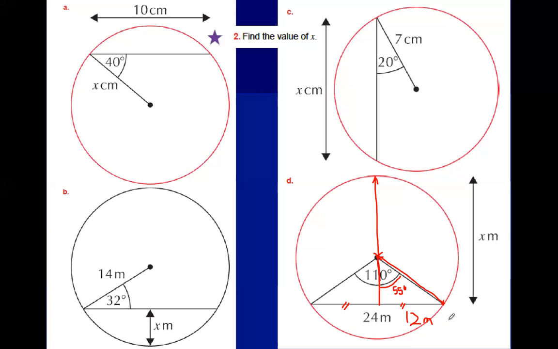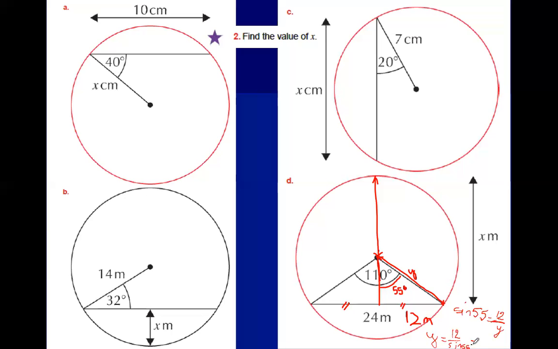So I can say, if I use SO, opposite and hypotenuse, sine 55 is equal to the opposite side 12 divided by the hypotenuse, which we're going to call y. Let's say this is y. So once I can find y, y equals 12 divided by sine 55.